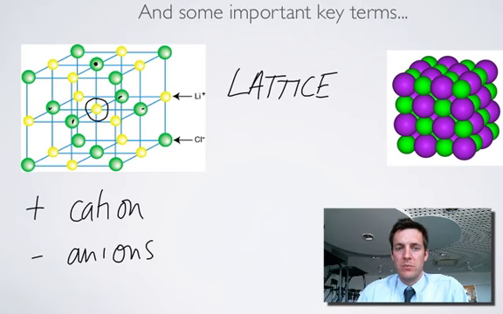The number's not important, and depending on the type of crystal you've got, you'll get different numbers around it. But the important thing is here that you've got this alternating arrangement of cations surrounded by anions and anions surrounded by cations. And what these blue lines here are showing is the electrostatic attraction.